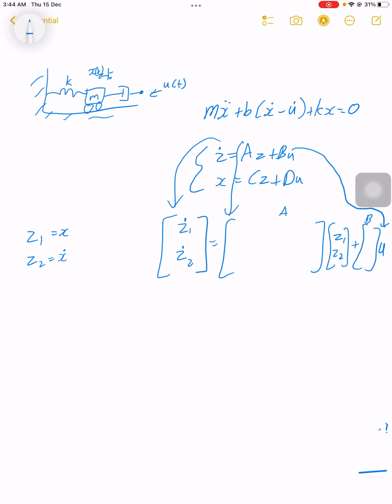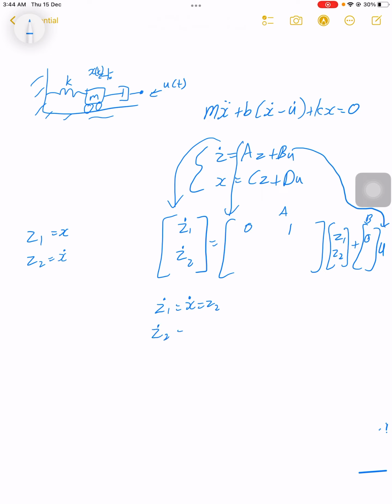Now z1 dot is equal to x dot, which is equal to z2. So we have 0 times z1 and 1 times z2, and here we have a 0.